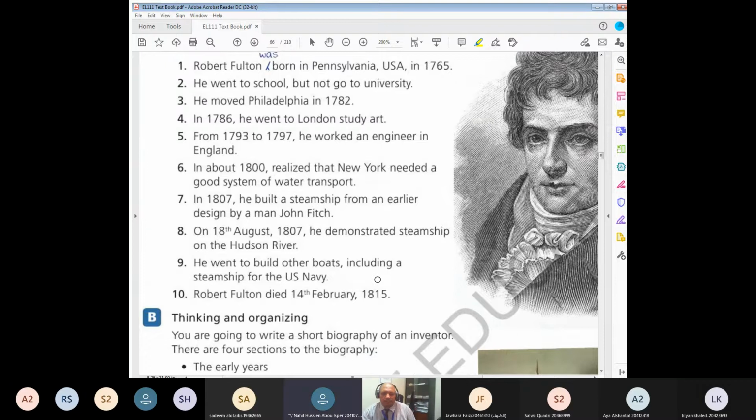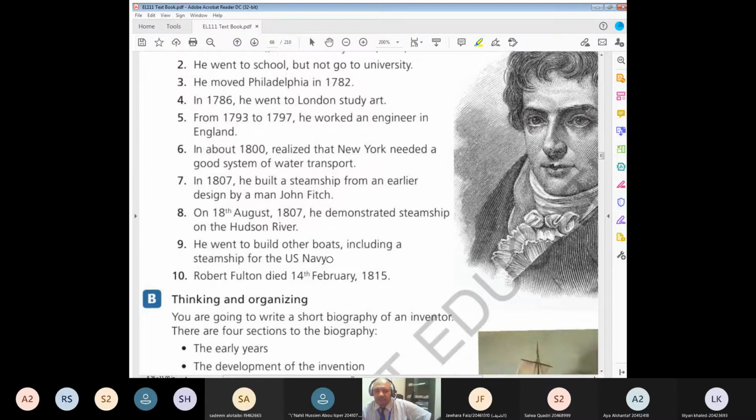Thank you, Nahil. Welcome. Number three, everyone. He moved Philadelphia in 1782. So what's the problem here? The missing word is "to." Can you say the whole sentence? He moved to Philadelphia in 1782. Okay, very good. Thank you. You moved to a place, right? So he moved to Philadelphia in 1782. Thank you so much. What's your name?